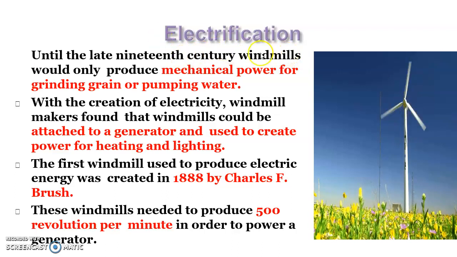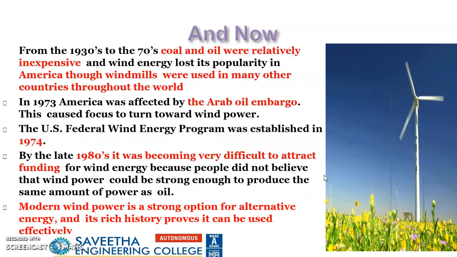And when it came to electrification, until the late 19th century, windmills would only produce mechanical power for grinding grain or pumping water. And finally, a generator was attached and used to create power for heating and lighting. And in 1888, Charles F. Brush built the first windmill used to produce electric energy. So these windmills needed to produce 500 revolutions per minute in order to power a generator.